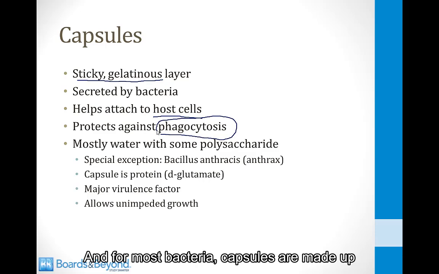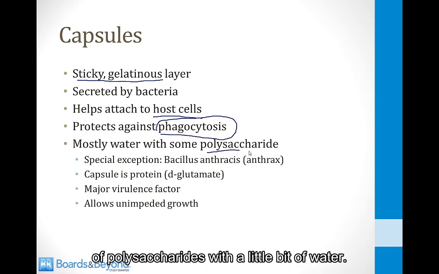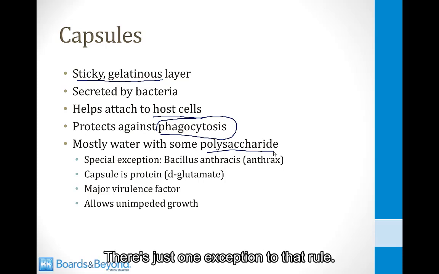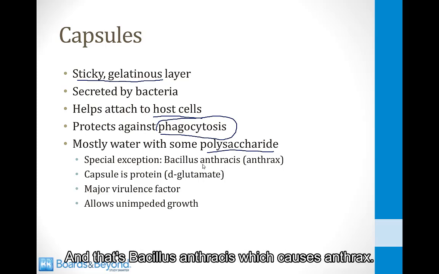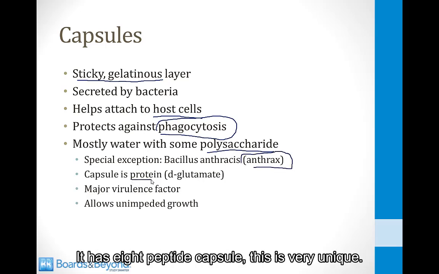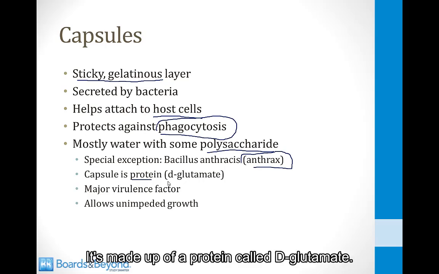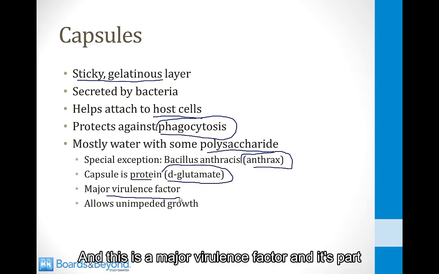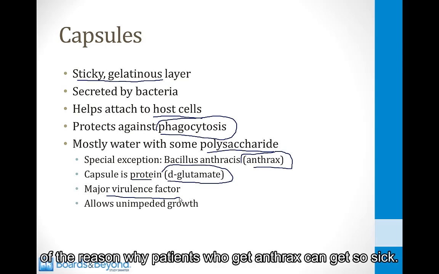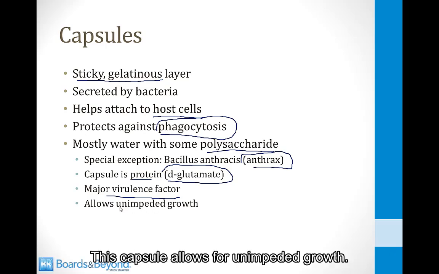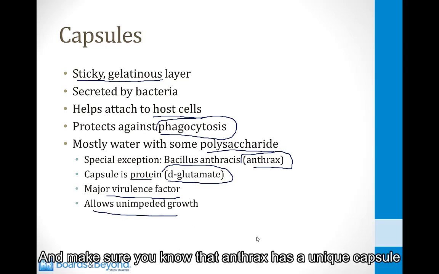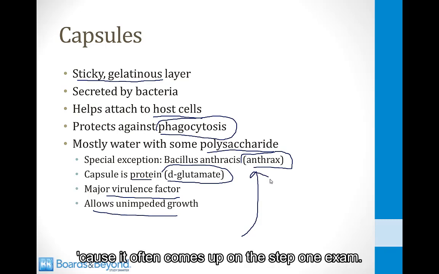And for most bacteria, capsules are made up of polysaccharides with a little bit of water. There's just one exception to that rule, and that's Bacillus anthracis, which causes anthrax. It has a peptide capsule. This is very unique. It's made up of a protein called D-glutamate, and this is a major virulence factor, and it's part of the reason why patients who get anthrax can get so sick. This capsule allows for unimpeded growth.